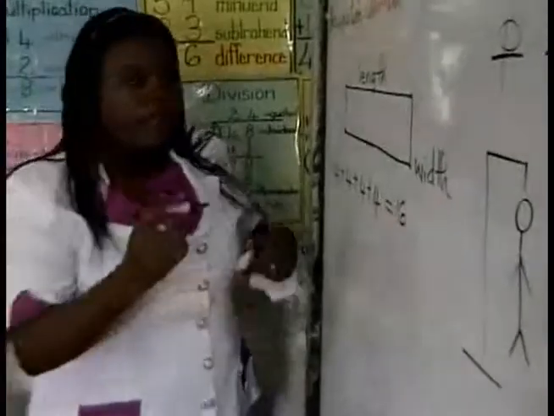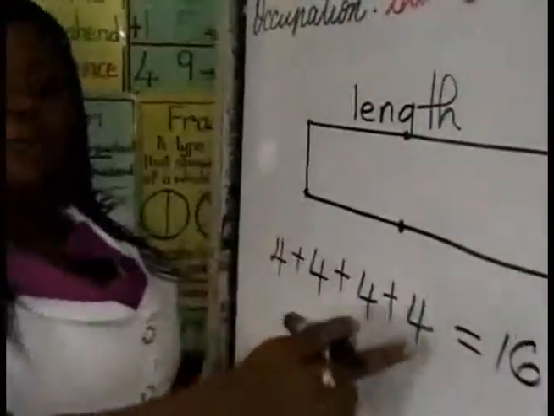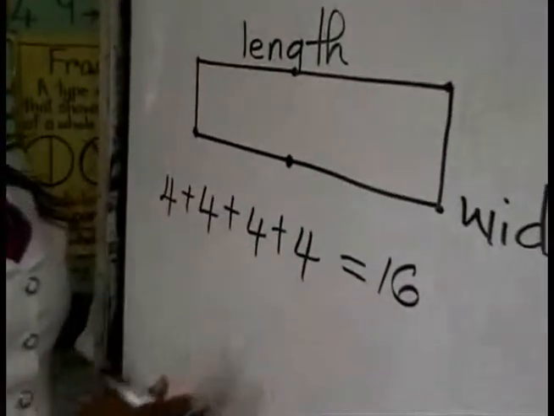Okay. Now, each side has how many pegs? 4. And we remember we said perimeter is the total distance around the shape. What type of shape is it? Each of the sides measures 4, so we're going to add: 4 plus 4 plus 4 plus 4 is 16.